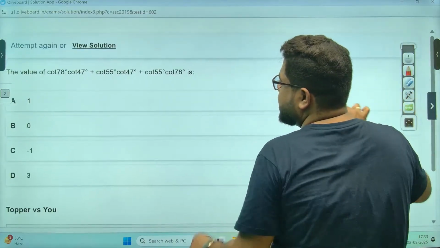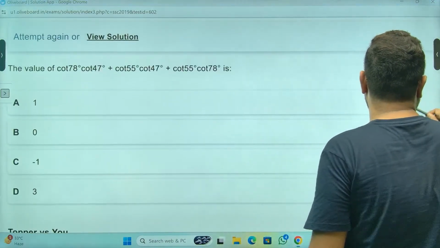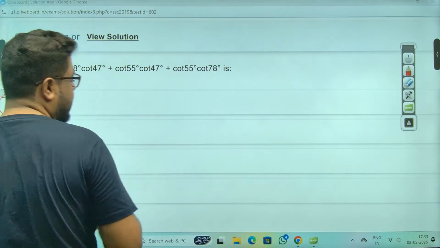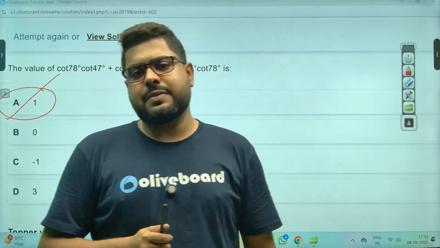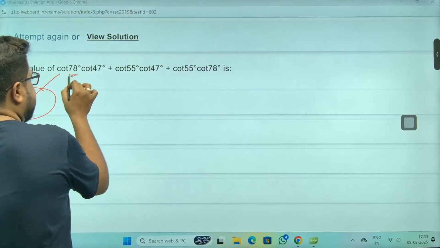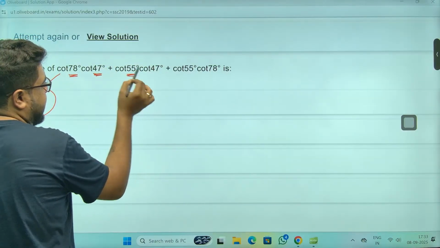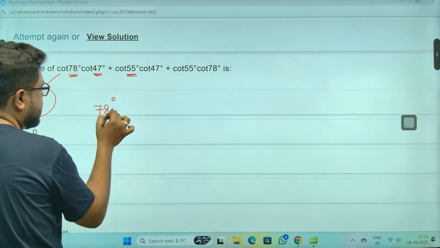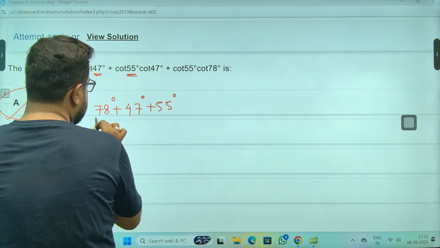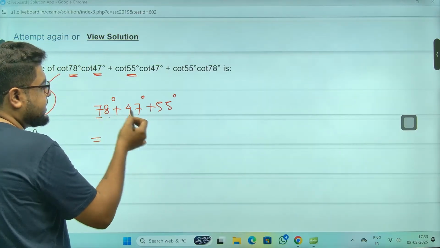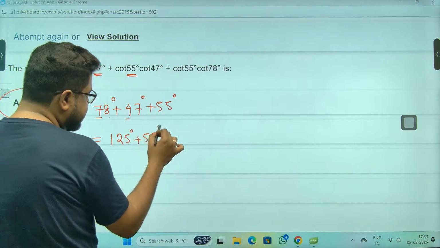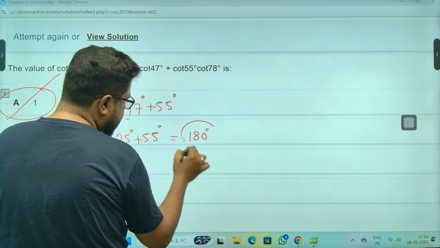Perfect. 1 is the answer. Again, I have gone for this multiple times. There are 3 angles here: 78 degree, 47 degree, 55 degree. Add them now. 7 and 4, 110, and this is 15. That means 125 plus 55, so that is 180 degree.